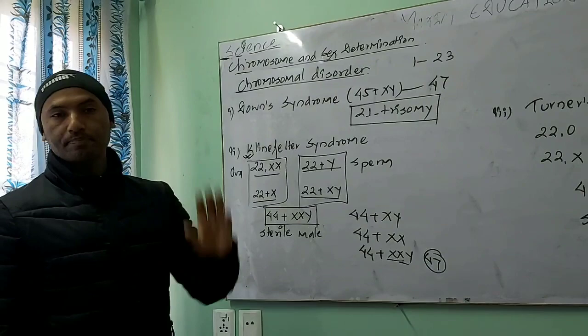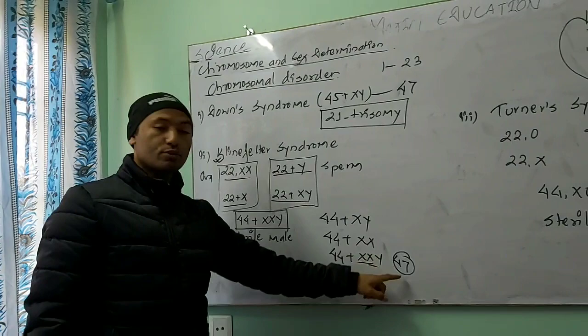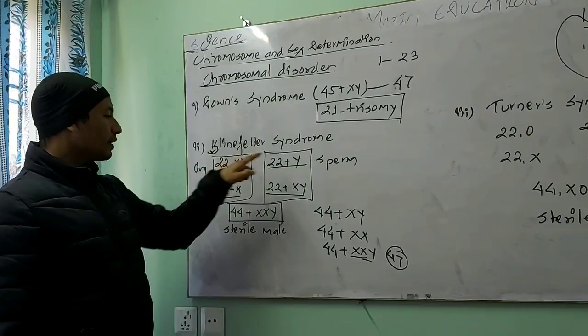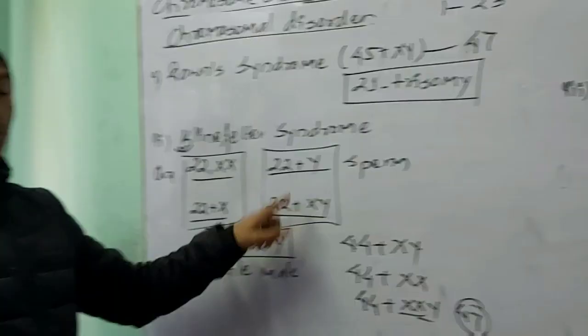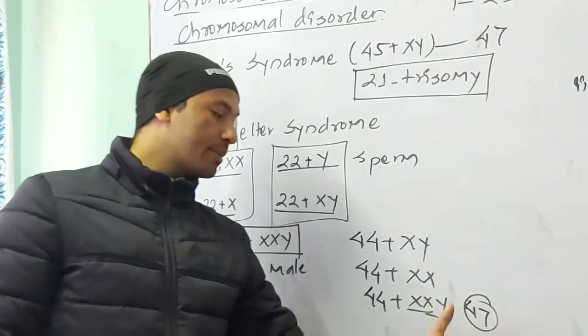Here, this one, 44 plus XXY. Here, normal egg, abnormal egg, normal sperm, normal egg, abnormal sperm. That will develop into 47 number of chromosome, called Klinefelter syndrome.